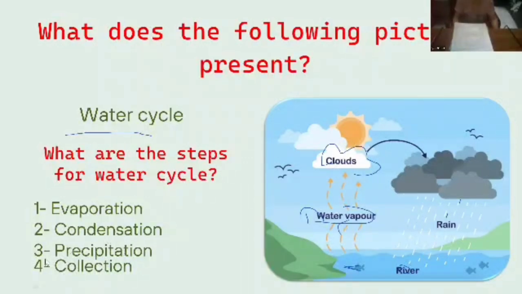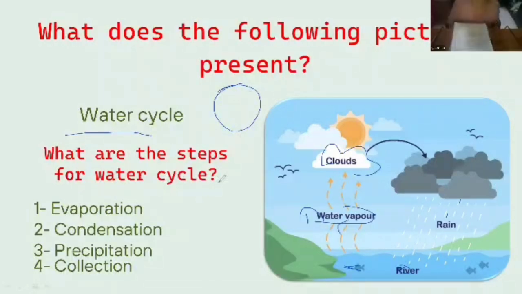You know why we say it's a cycle? Because it's repeated every second. Evaporation, then condensation, then precipitation, then collection. Evaporation, condensation, precipitation, collection. So that is the four steps of the water cycle.